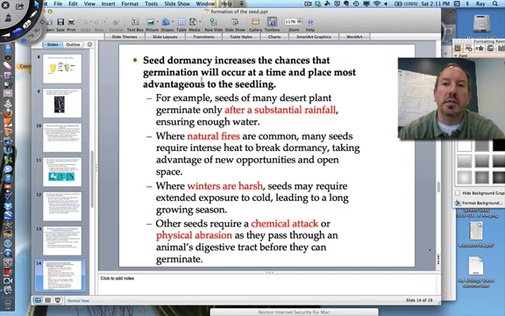And so, I mentioned this before, but here it is officially: seed dormancy increases the chances that germination will occur when the environment is advantageous to the seedling. That's important to the baby plant when it starts growing. So after rainfall, for example, if you're a desert plant, or after a fire comes, or even after the winter time, or even after some sort of physical abrasion or some sort of acid digestion.